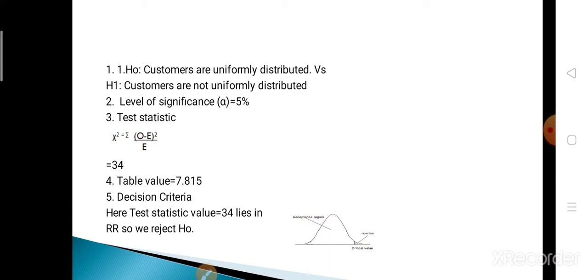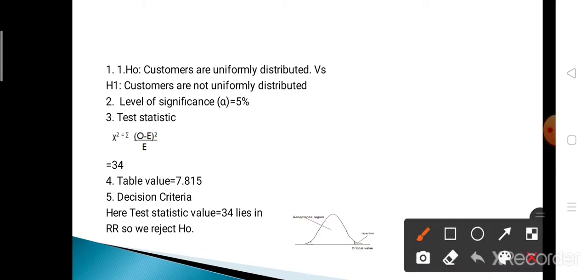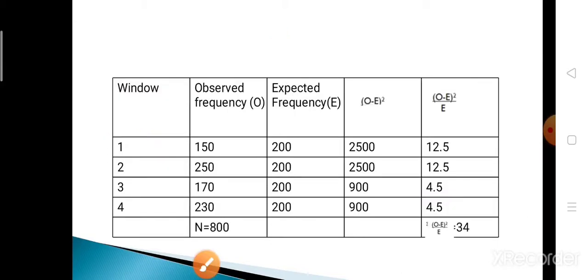The first step involved in the testing of hypothesis is to formulate the null and alternative hypothesis. So H0: customers are uniformly distributed, versus H1: customers are not uniformly distributed. The second step is the level of significance. In the given example, we are given the 5% level of significance. The third step is the test statistic. What is the value of the test statistic? The chi-square value is 34. We already calculated this; this value is the test statistic value.